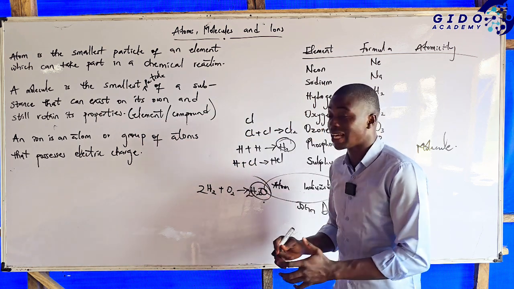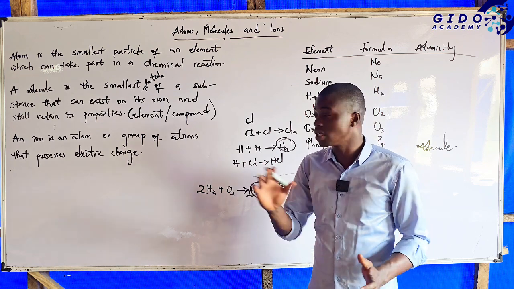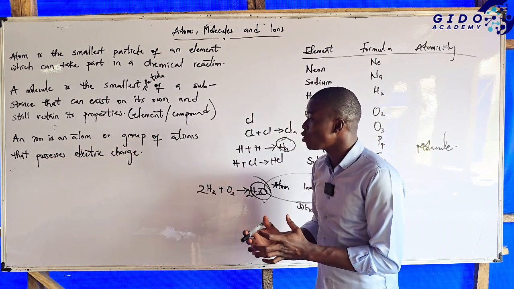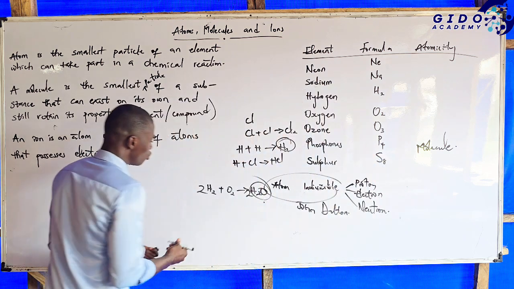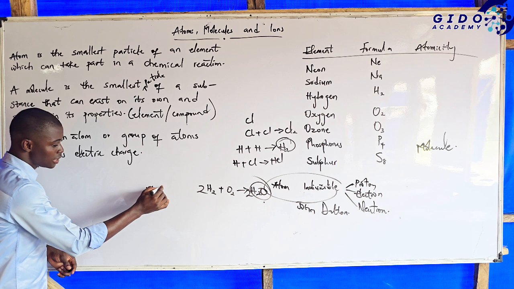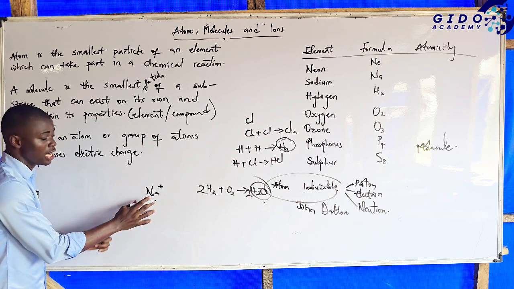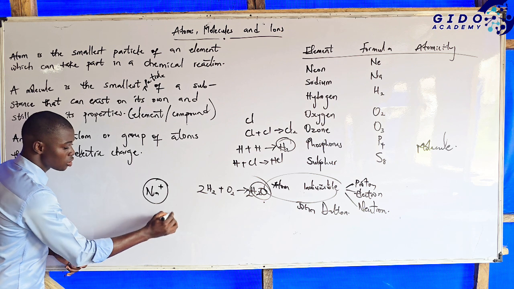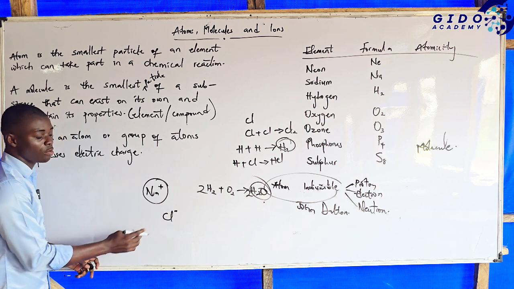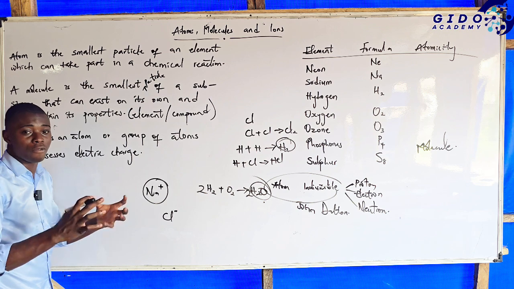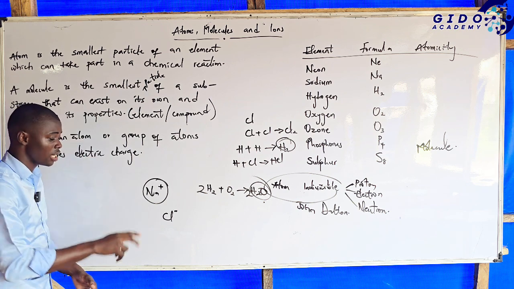Then an atom that possesses a charge is called what? An ion. And an ion can either be positive or what? Or negative. An ion is an atom or groups of atoms that possesses electric charge. For example, this is sodium. If I put a charge here, a positive charge here, it is called sodium ion. It becomes an ion. This is chlorine. If here becomes negative, it is called what? An ion.